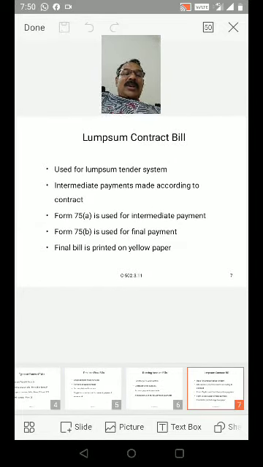This lump sum contract bill, form 27A and form 27B, used for lump sum tender system. Intermediate payments made according to contract. Form 75A is used for intermediate payment. Form 75B is used for final payment. Final bill is printed on yellow paper.